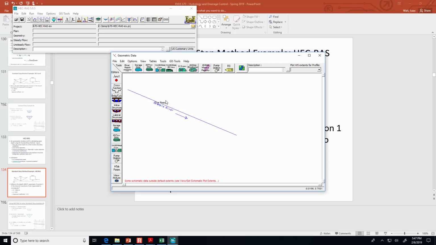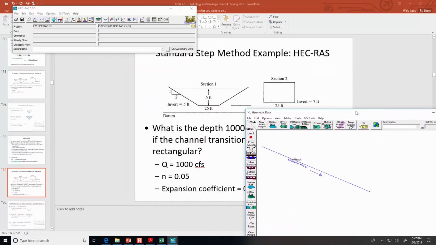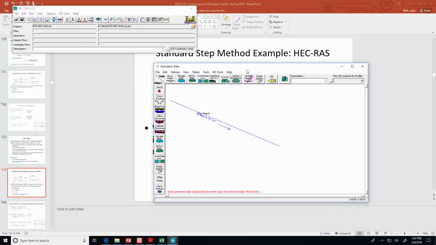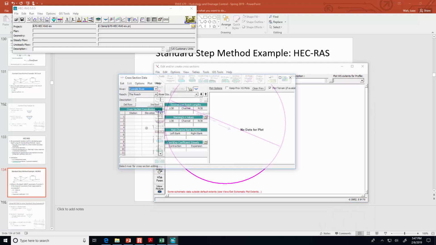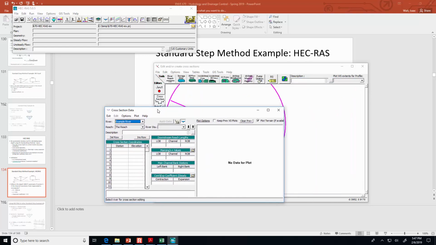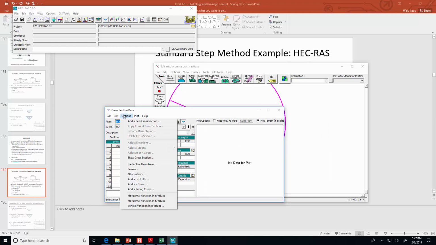All right. The next thing that we need to do is tell it about the channel geometry. So we're going to create both the trapezoidal section and that rectangular section. And so we're going to click on cross sections, and we need to create 2 cross sections because we have one that's trapezoidal and one that's rectangular. So does everybody have this cross section data window up?